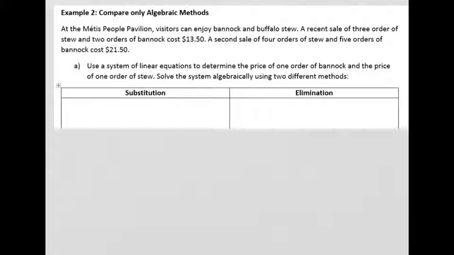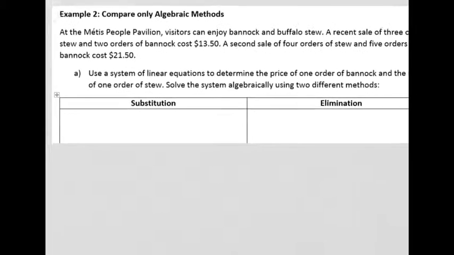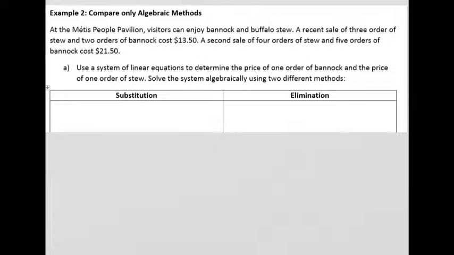In this problem, we're not going to use graphing. We're just going to use elimination and substitution to solve. So let's create our system first. For the first order, give me a system that represents the first order. 3S plus 2B equals 13.50. 3 orders of stew plus 2 orders of bannock equals 13.50.